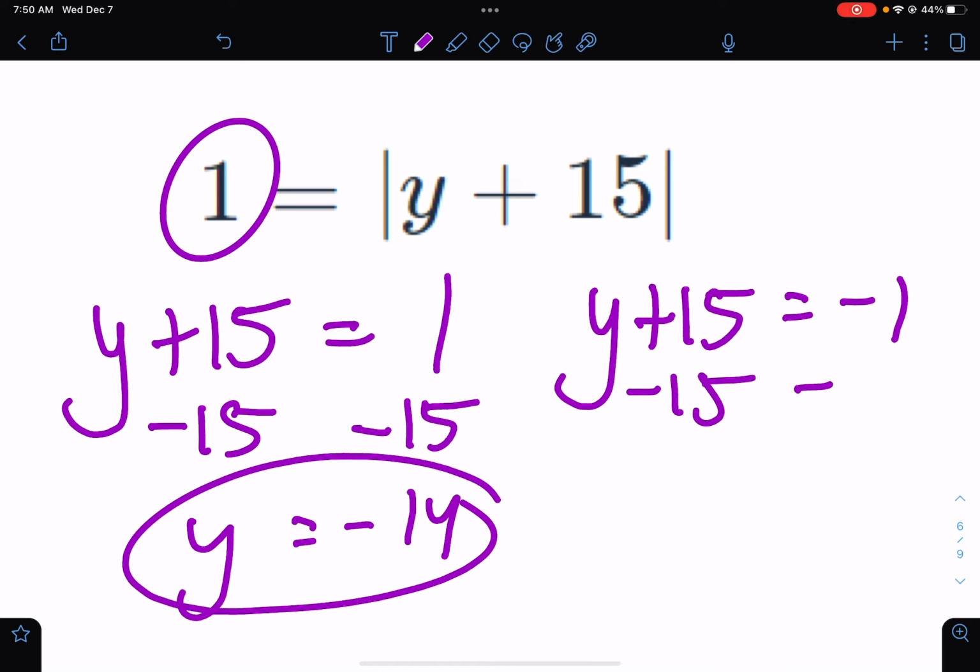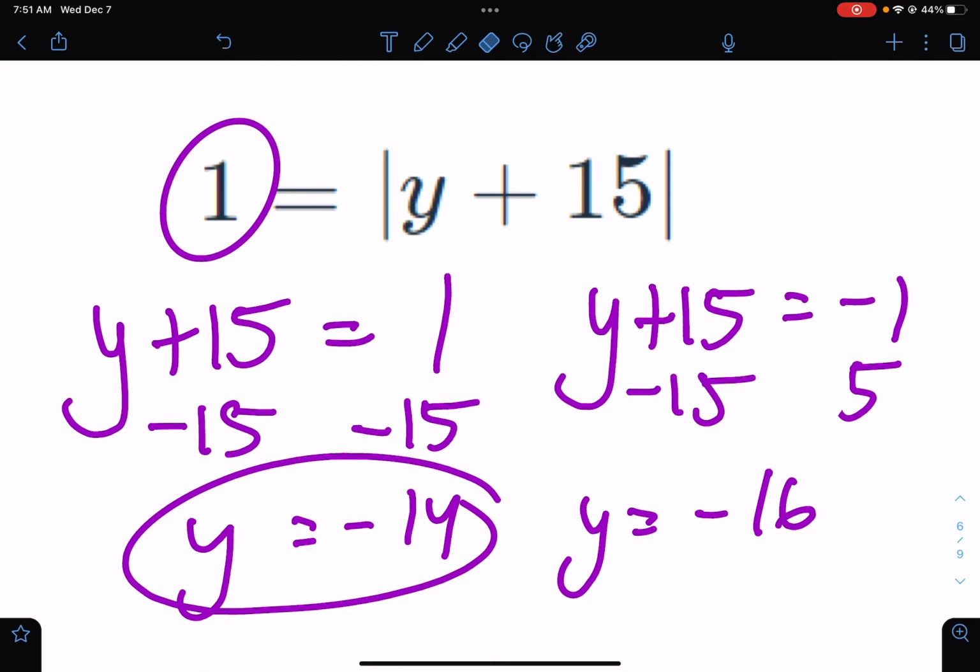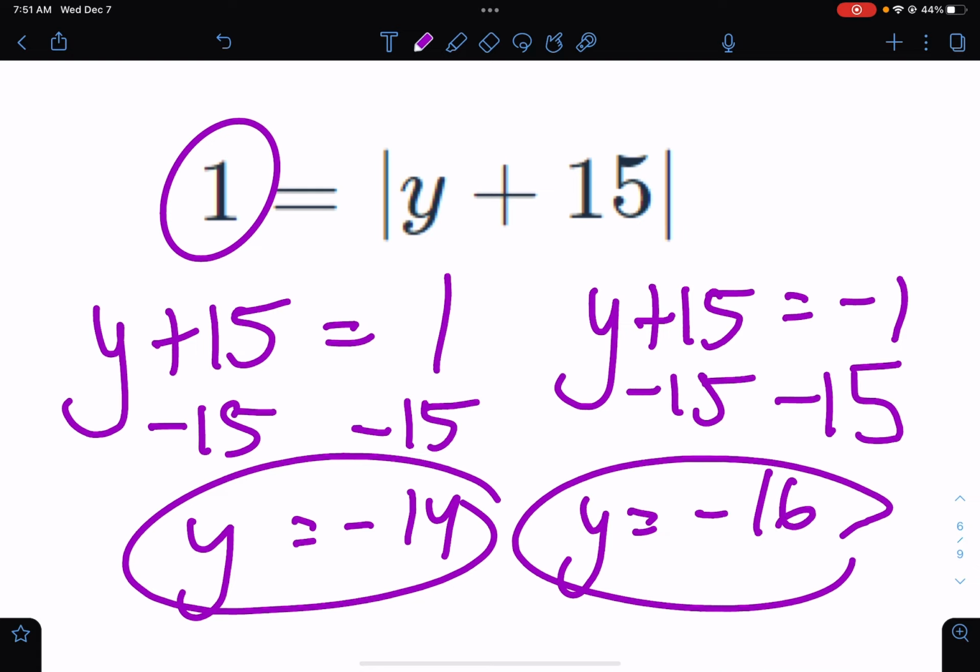Minus 15, and we get negative 16. I don't know why that looks like a plus. Oops. All right, beautiful.